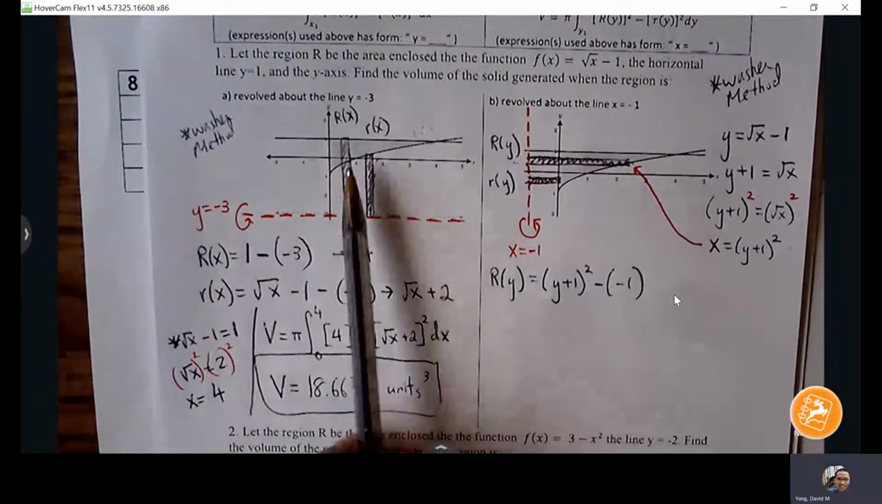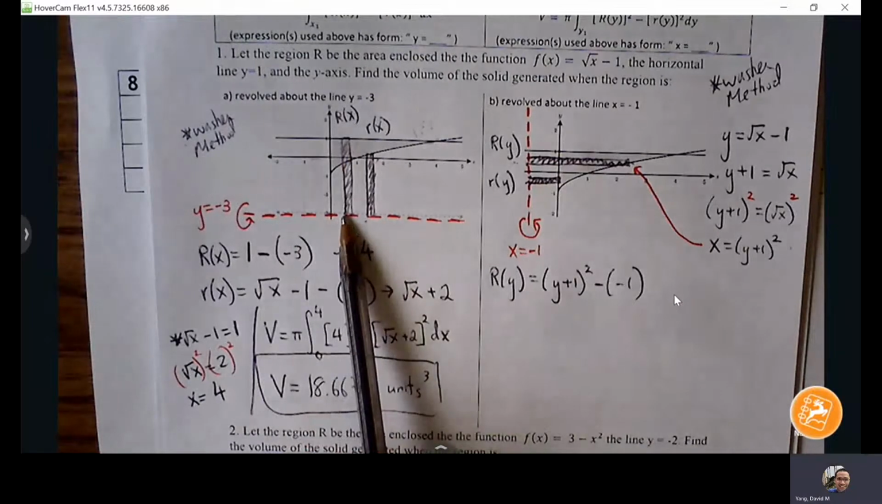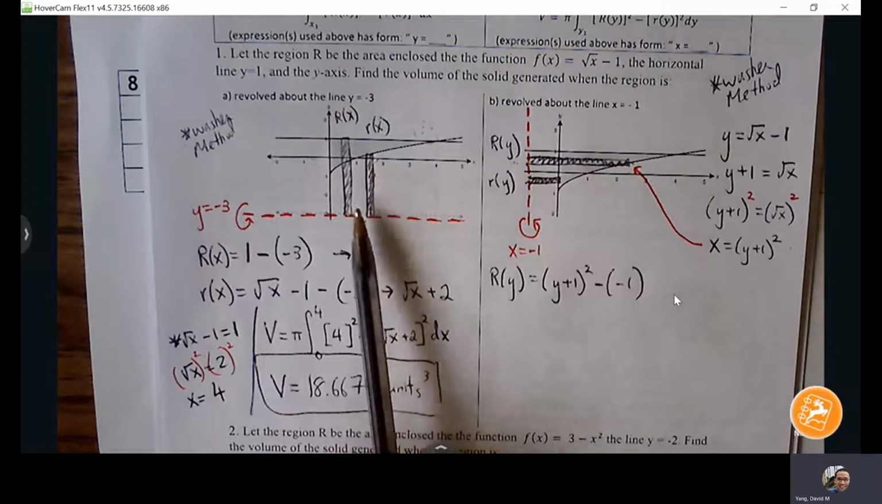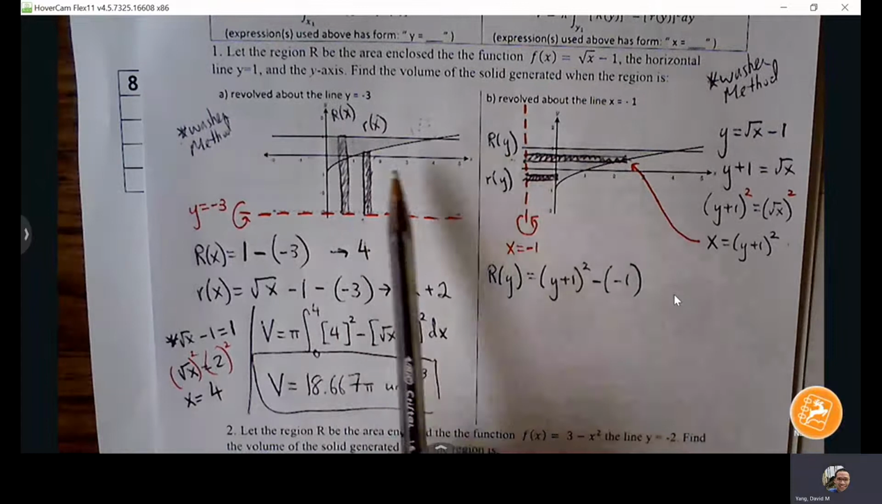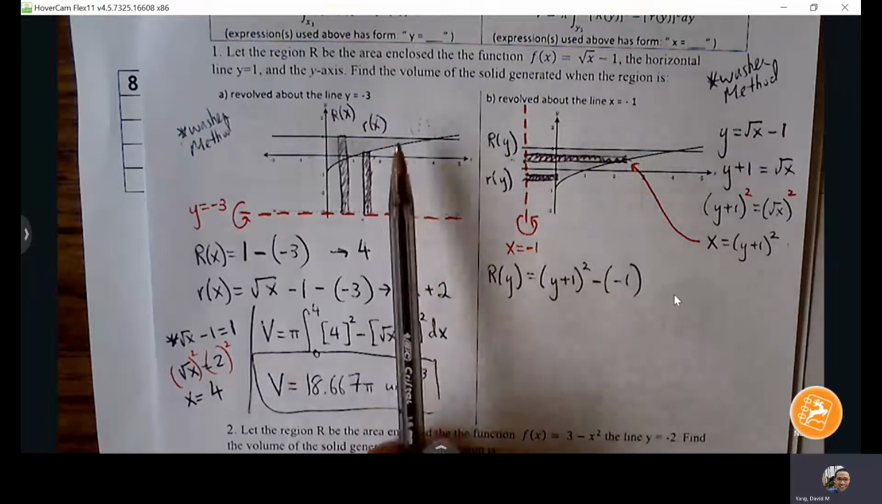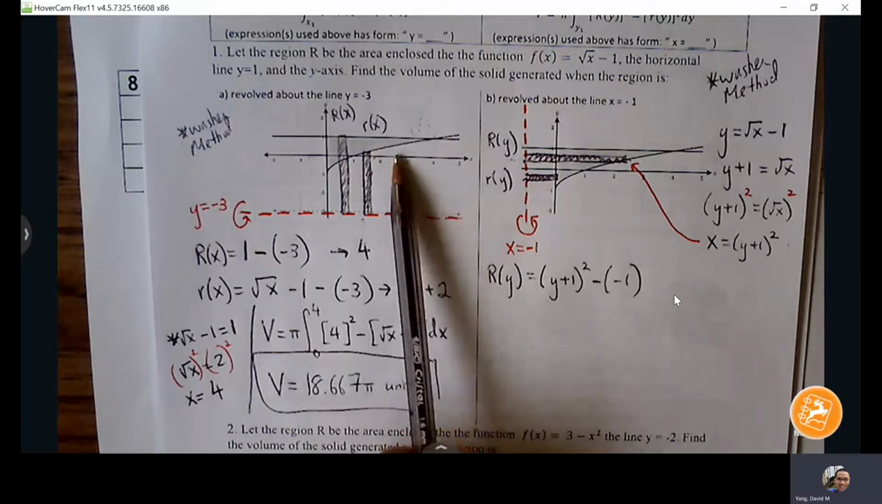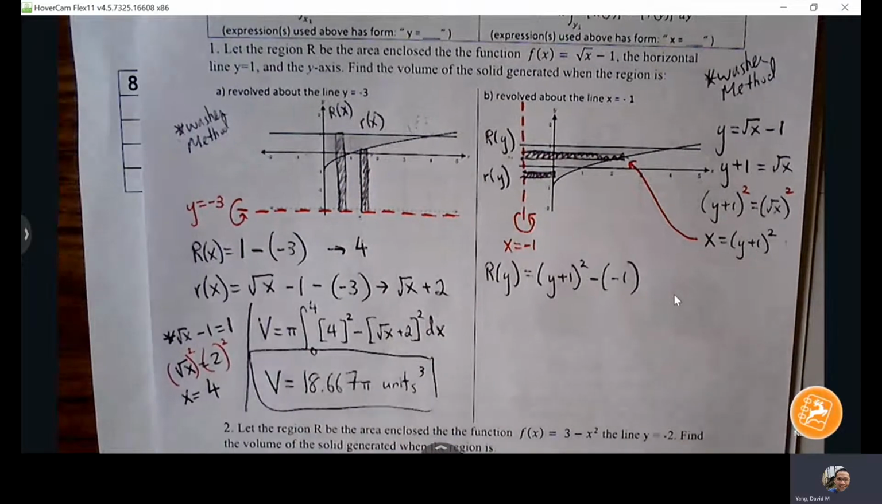Okay, top minus bottom. 1 minus negative 3 for big R, and little r, top minus bottom, root x minus 1 minus negative 3. And to find the bounds, we can take the intersection of these two graphs. So we set root x minus 1 equal to y equals 1. We solve for x, we get x equals 4, and we get our volume.